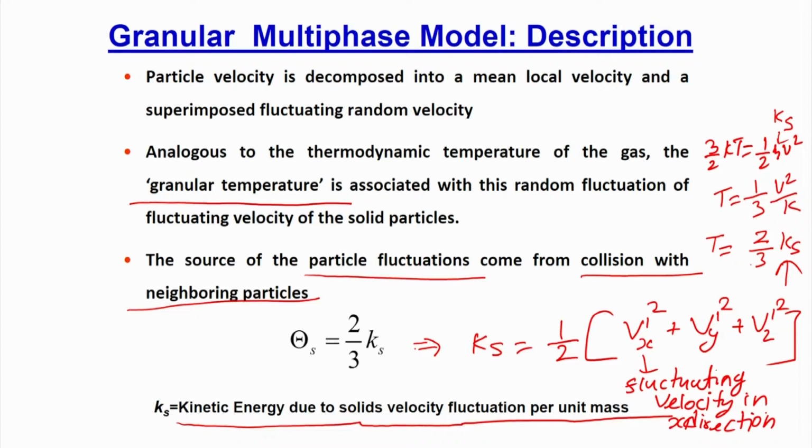So, solid fluctuating velocities, let us make it very clear. Solid fluctuating velocity in the x direction, this is the solid fluctuating velocity in the y direction, this is the solid fluctuating velocity in the z direction. What we are saying is how the solid fluctuations are taking place in all the 3 directions. You square them, then add them, and multiply by 1 by 2. These are all averaged.